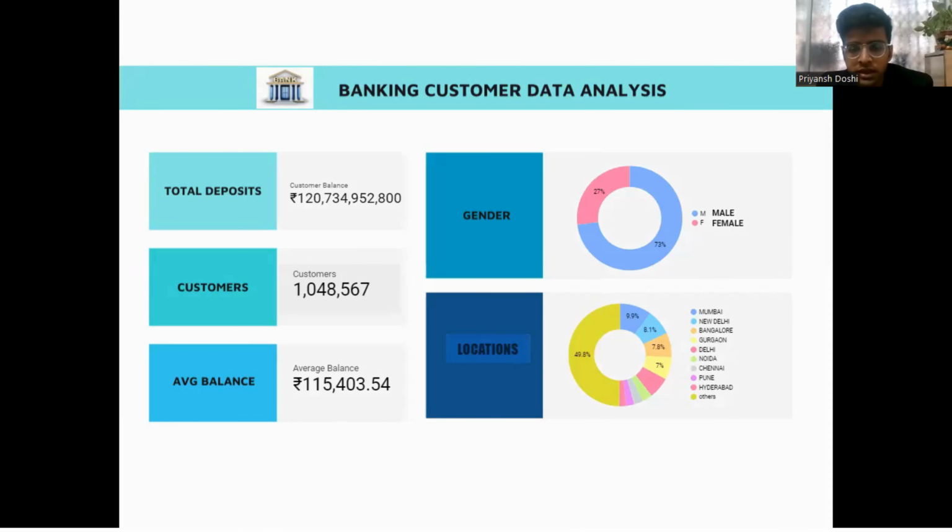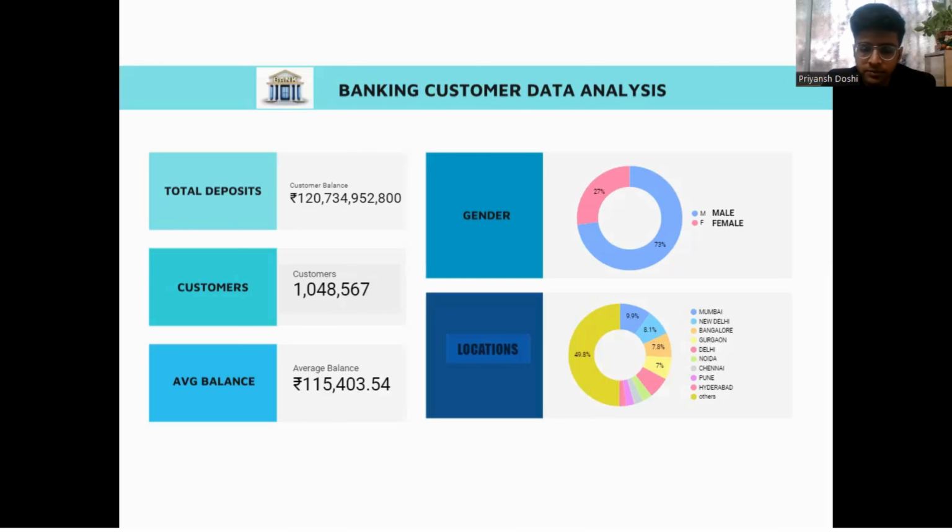Now, as you've already seen, the data suggests that the bank has a large customer database primarily located in Mumbai, because Mumbai accounts for around 49.8% of the customers. Now, the average customer also has a balance of over 1 lakh rupees, which we saw further, as the average balance comes up to 115,403.5.